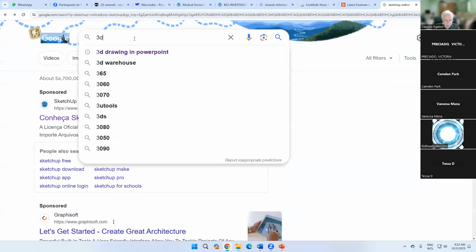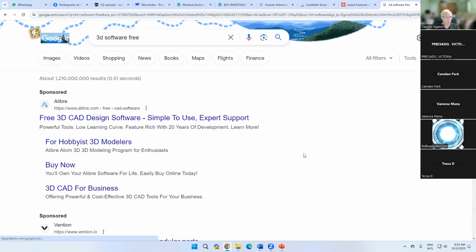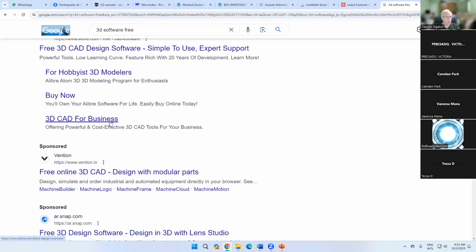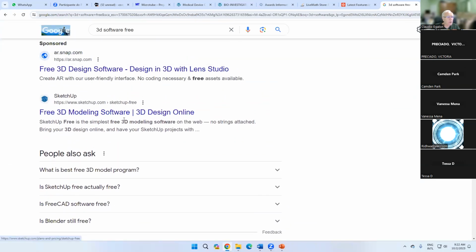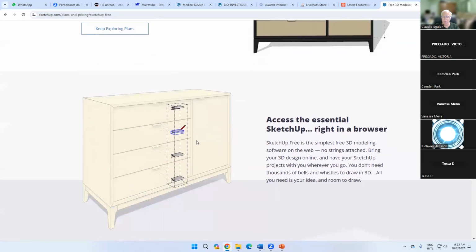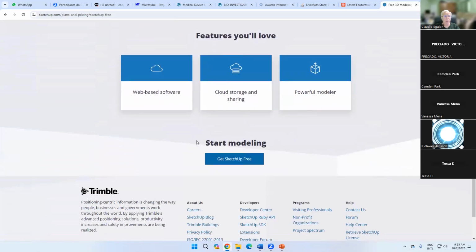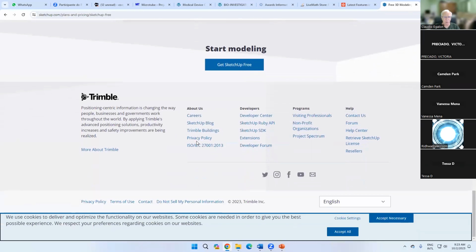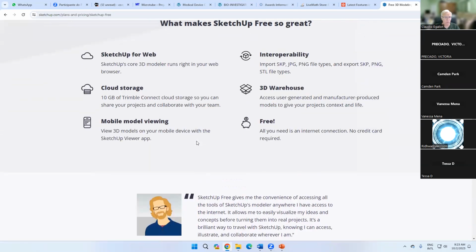3D software. Yeah, here goes, free 3D software. 3D CAD design, those are sponsored ones. SketchUp 3D modeling software. Okay, they have a free version of SketchUp. Yeah, you can draw a 3D object. Oh, you can also do that with PowerPoint, okay? But it's not as powerful as other software.